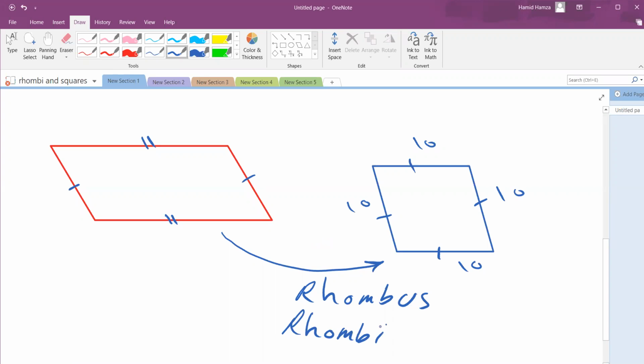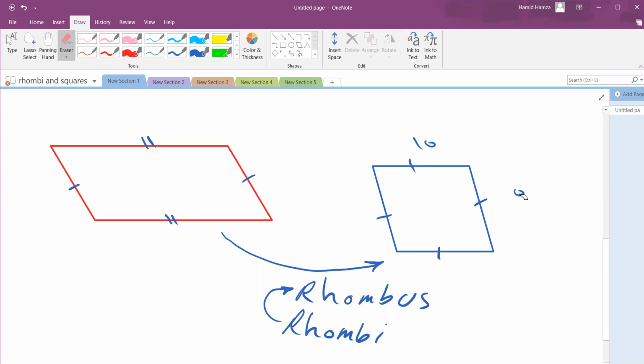So rhombi means the plural form of rhombus. So if you have two, you will not say two rhombus. We'll say two rhombi, three rhombi like this. One rhombus. Okay, guys, singular is rhombus. Plural is rhombi. Okay, so because the rhombus is a parallelogram, it is a parallelogram.